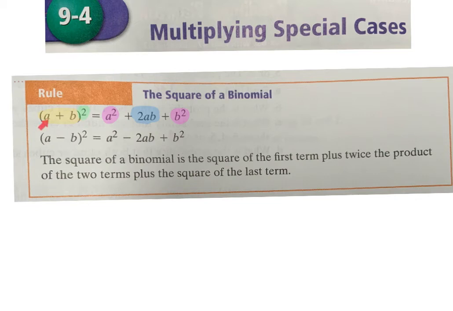So for this one, you'll notice we have a squared. A is also a squared. We have b and b squared. It's also b and b squared. And the center is still the product doubled, but you'll notice when you subtract, the middle one is also subtracted.